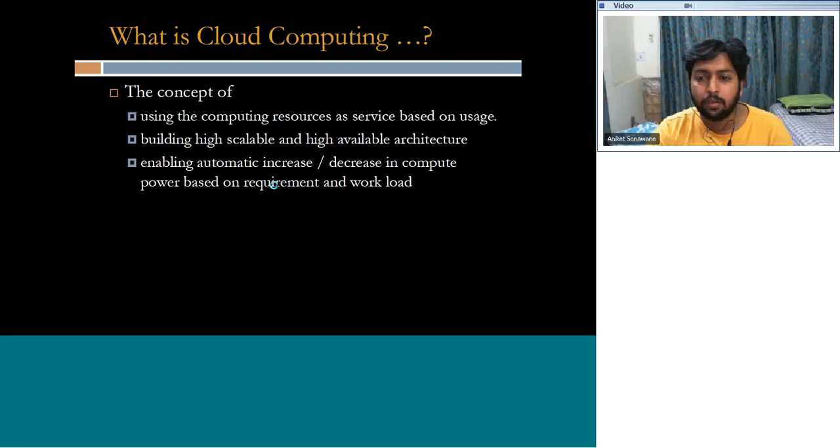And this is what I told about building a highly scalable and highly available architecture. Using computing resources as a service-based usage, I talked about time and computing power. You don't require the payroll process on the 15th or 16th. You only require it on the 3rd, and during that time you will be using that server, right?